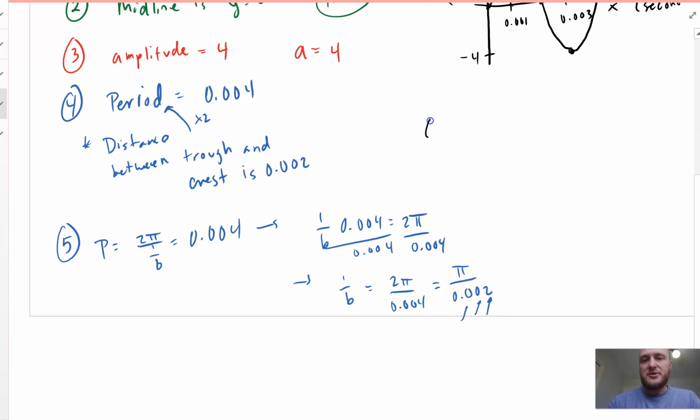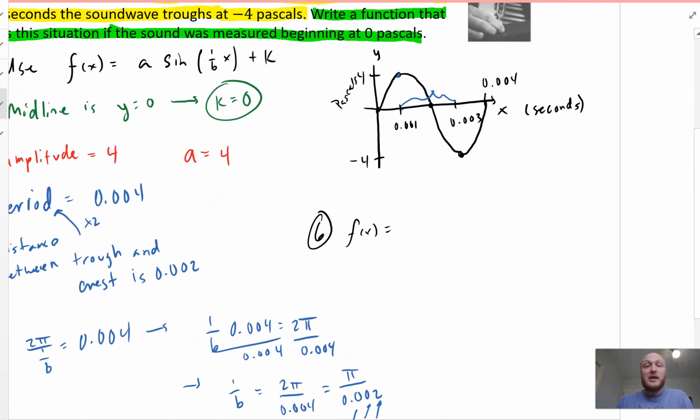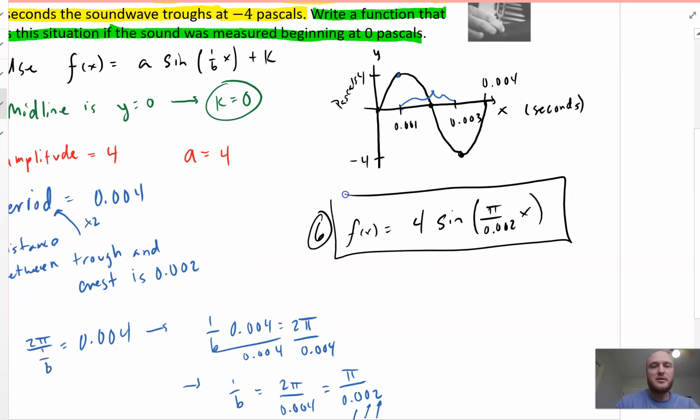Okay, step 6. What is our function going to be? They say a function, not an equation, so we need to use function notation, f of x. So f of x is equal to our a value, 4, times sine of pi over 0.002 x. You can put the x in the numerator if you wish, and that is it. All right, so there you have it.